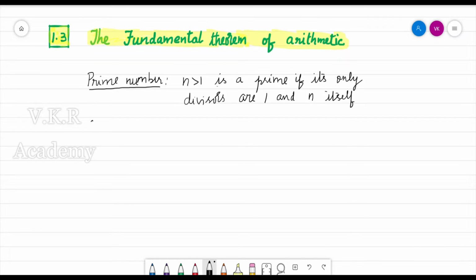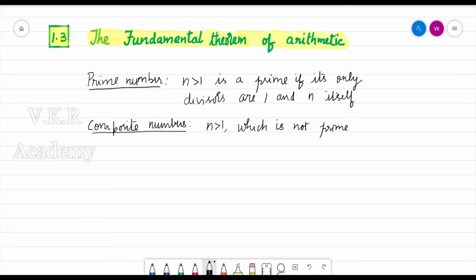A number that is not prime is called a composite number. So, any integer n greater than 1 which is not prime is called a composite number. Can you count the number of primes? It is highly impossible because there are infinitely many primes.